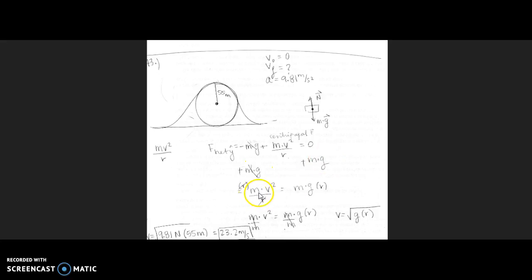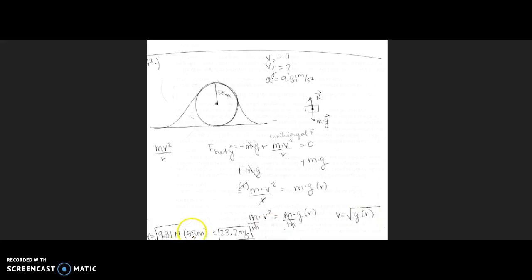We have just the centripetal force left on this side, and then we multiply this side by r and this side by r. Radius on this side cancels out. We're left with mass times velocity squared equals mass times gravity times radius. And then the masses on either side cancel out, so we are left with velocity equals the square root of gravity times the radius.